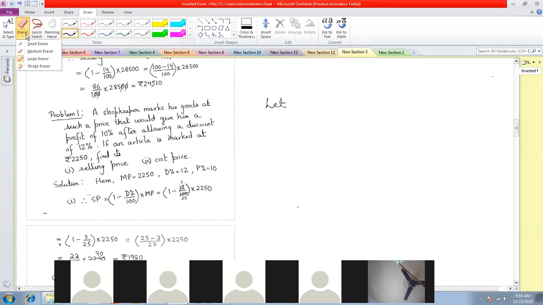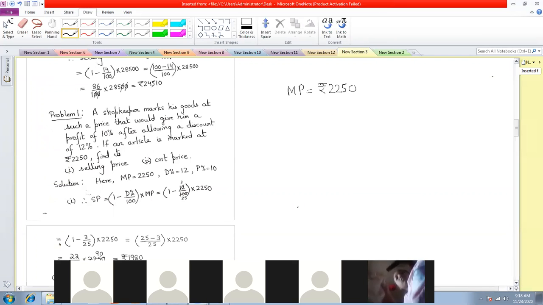The mark price is given. If the article is marked at 2,250, then that is not a problem. So mark price is 2,250. And here, how much is the discount percentage? Discount percentage is 12%. So what should be the selling price? We want to calculate the selling price directly without calculating the discount, right? So we'll apply that formula directly.